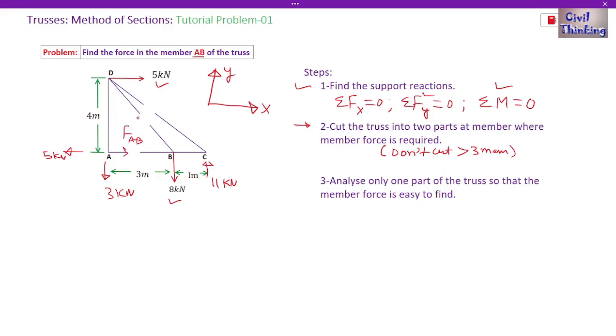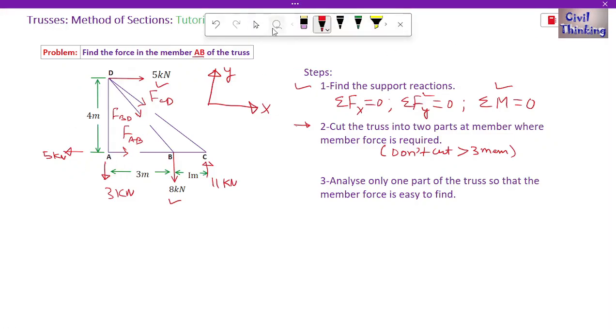Now this is BD member, right? So this is force in BD. Now this is CD member, so this is force in CD. Okay, we have to consider only this part, the left part. Let me separate it.